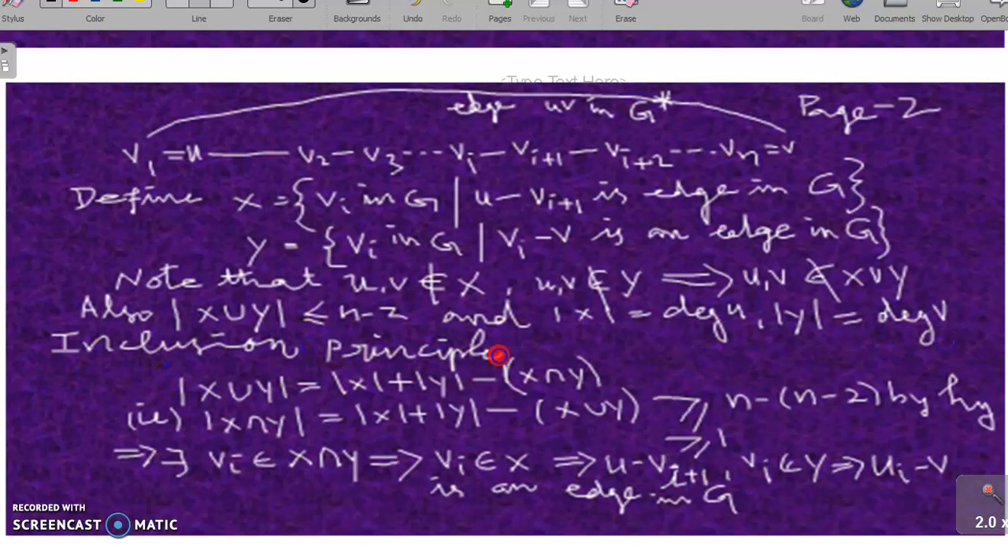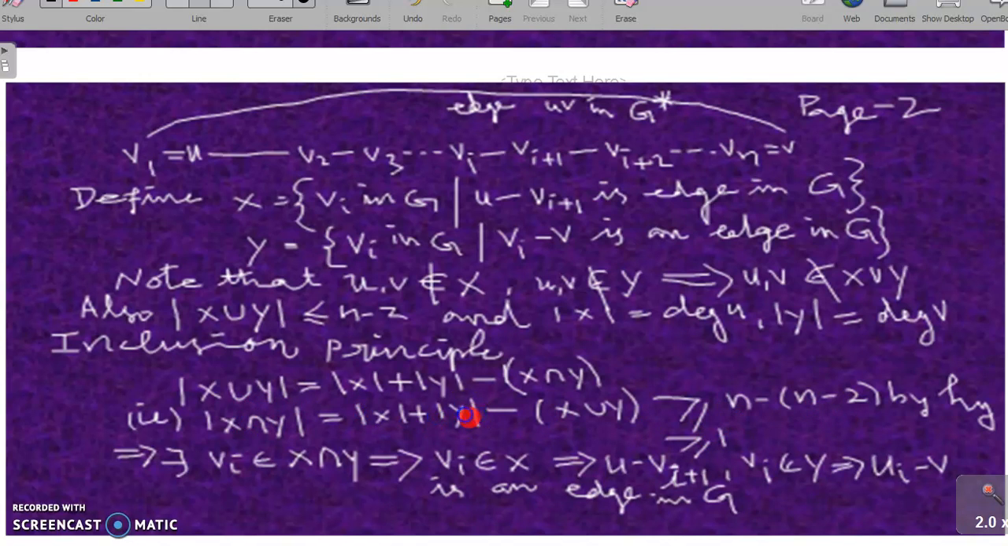Now, using the inclusion-exclusion principle from set theory, we know that the modulus of X union Y equals modulus of X plus modulus of Y minus modulus of X intersection Y. This is not a bracket, this is modulus. Now rearrange this and you will get this step: modulus of X intersection Y equals modulus of X plus modulus of Y minus modulus of X union Y. But this is greater than or equal to n minus n minus 2.